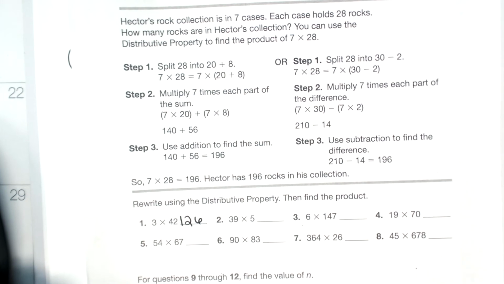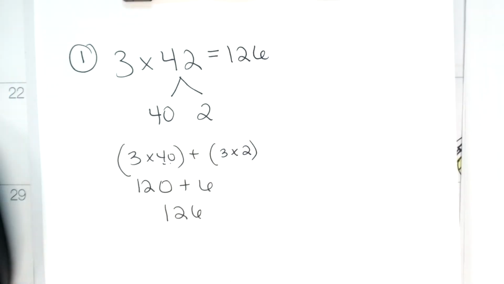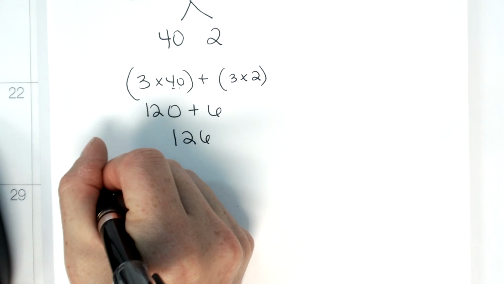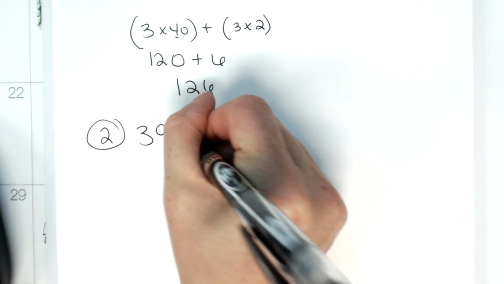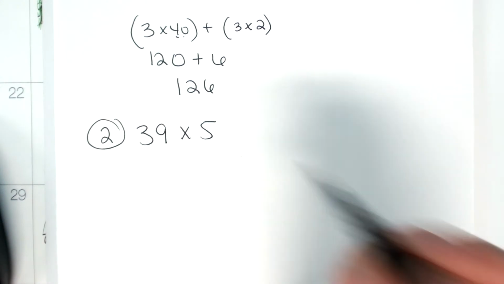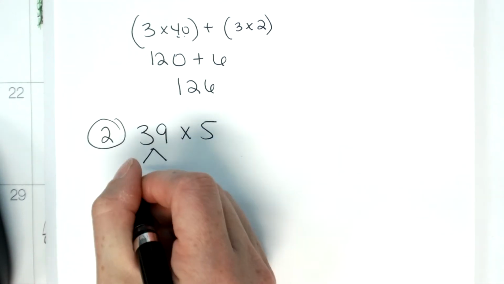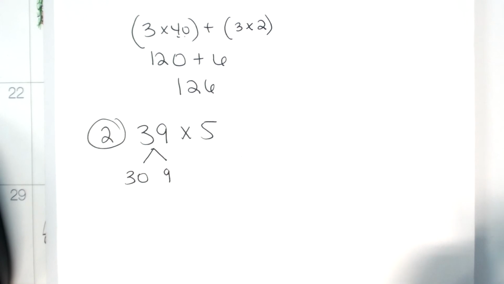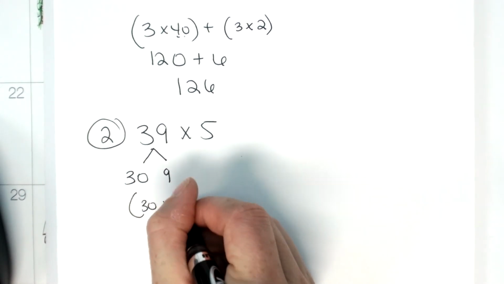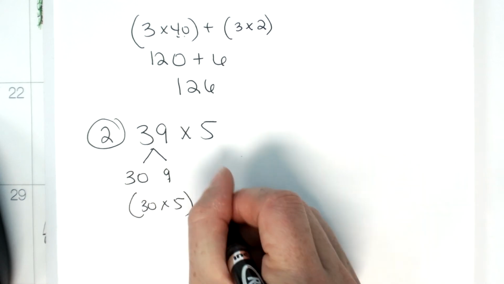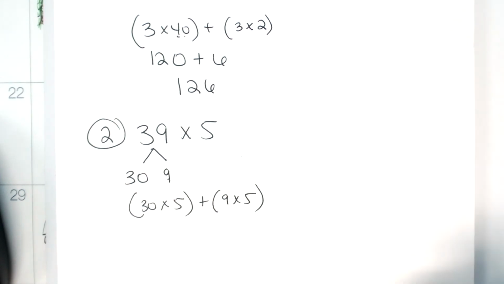All right, let's do number 2, 39 times 5. We're going to break up the larger number. So it will be 30 and 9. So we would do 30 times 5 plus 9 times 5.